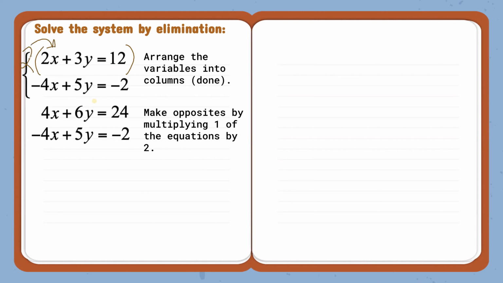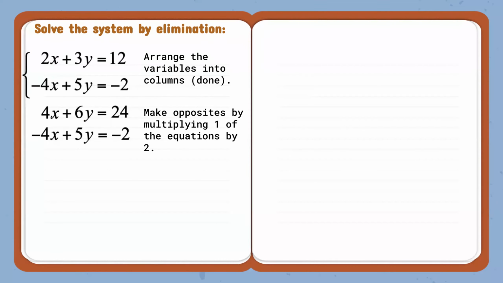And then I distribute. 2 times 2x is 4x. 2 times 3y is 6y. 2 times 12 is 24. A common mistake students make is they forget to distribute it to the 12 as well, or to the constant, okay? So do not forget that.